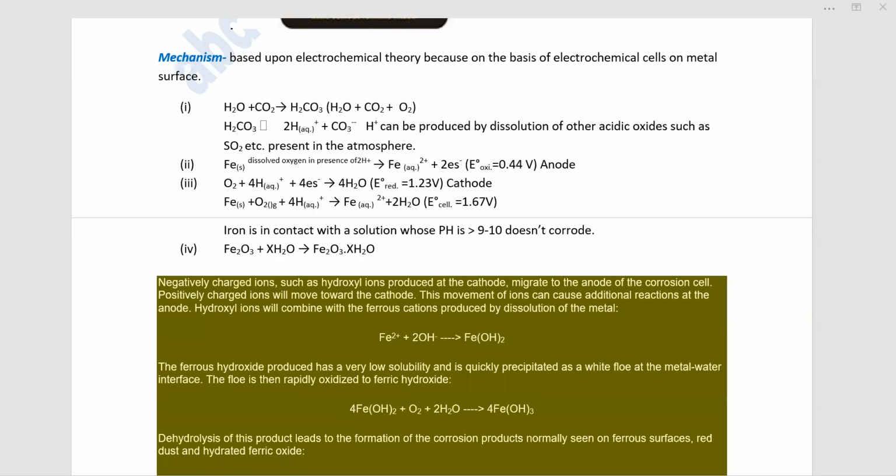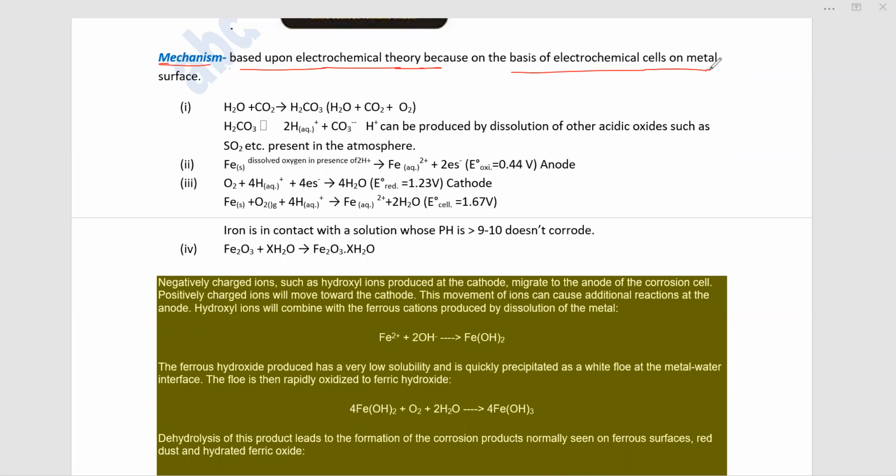What is the mechanism of this corrosion? The mechanism of corrosion is based upon electrochemical theory, because on the basis of electrochemical cells only, this takes place on the metal surface.